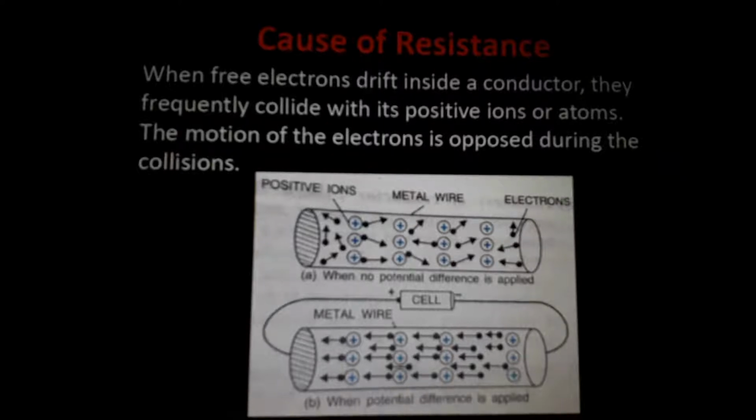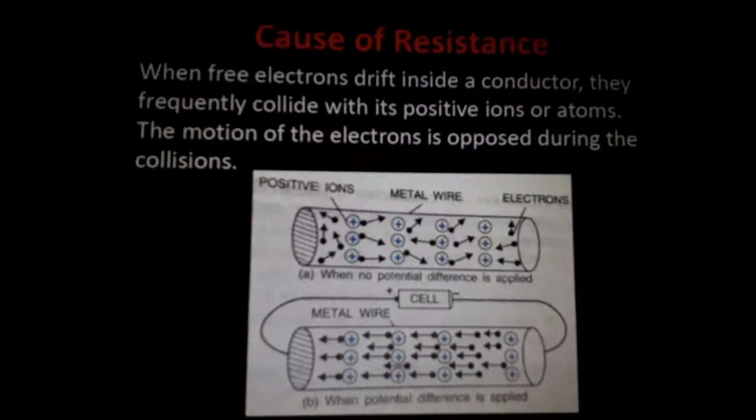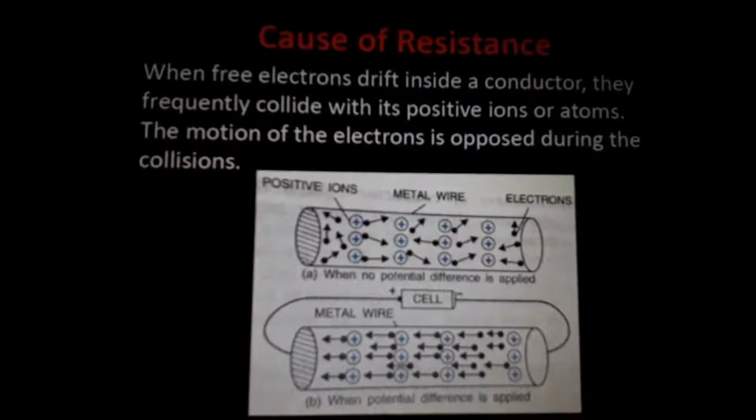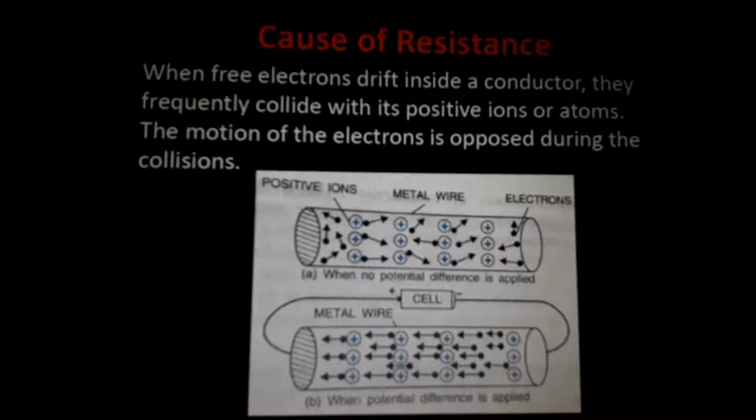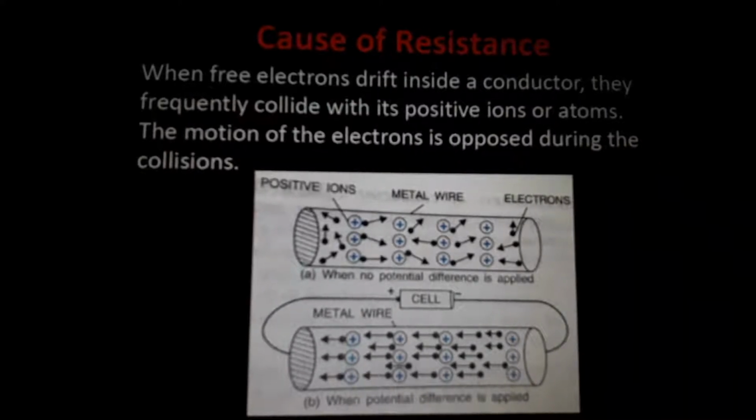the cause for heat. Whenever these negatively charged electrons collide with these positive atoms or positive ions, what is happening inside the conductor? The rate of flow of the current will decrease. The rate of flow of current will decrease, and that decrease in current is known as the resistance of that particular conductor.